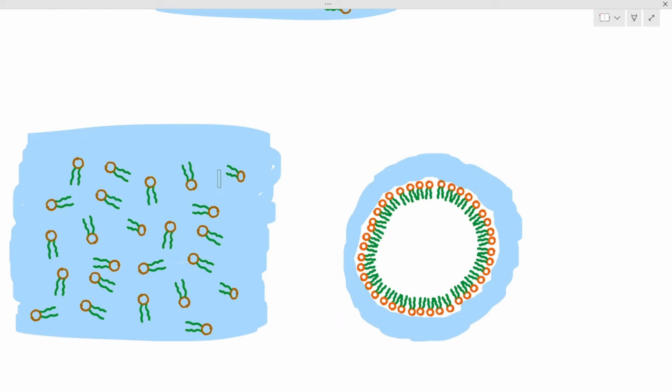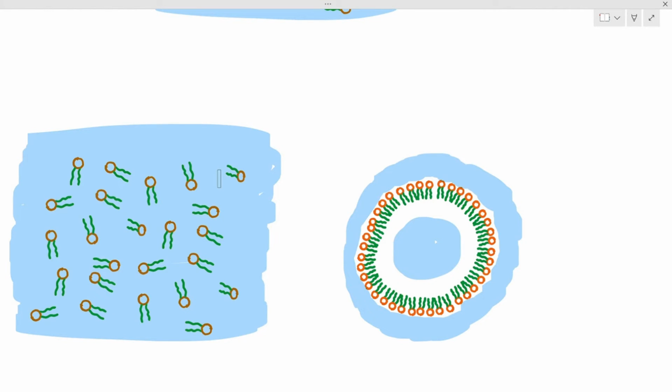So that's why I'm doing a cross-section. As you can see here, the heads will face the outer environment, which is the watery environment, but the tails will not face it. So you might go, oh, this is good. But remember, within a cell membrane, there is also liquid inside the cell.